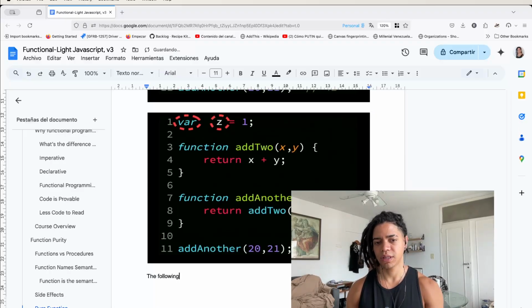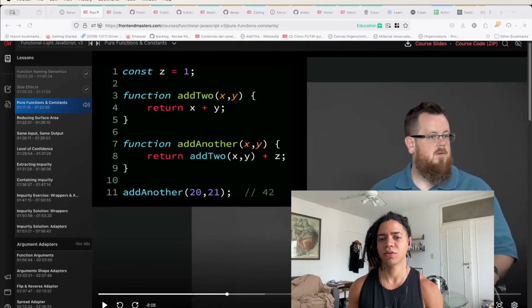So the following snippet follows function purity in terms of function call rather than just function definition. Okay.